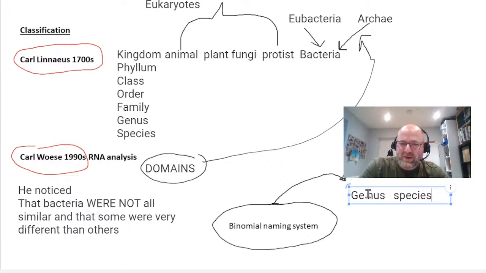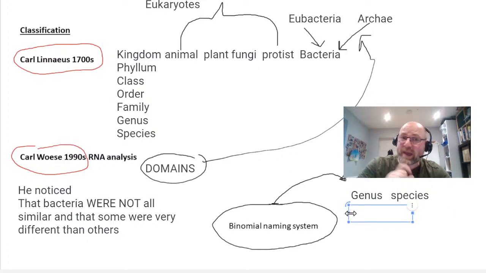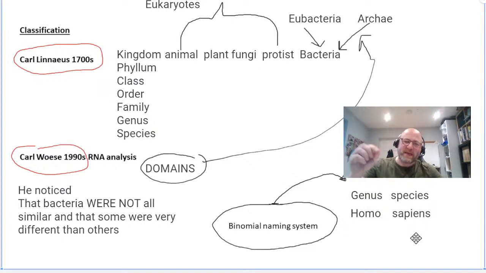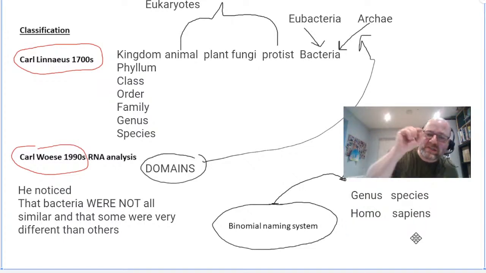And you do need to know that the genus is always written with a capital letter and the species with a lowercase letter. So it would be Homo, and then we are sapiens. So we'd be written like this: Homo sapiens. The species is lowercase. The genus starts with a capital letter. Okay?